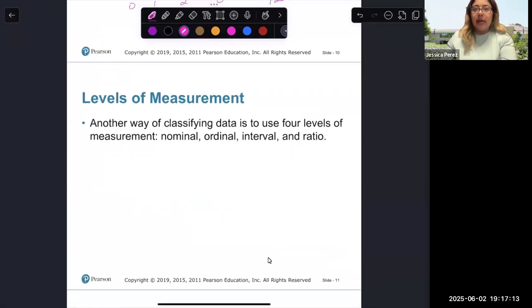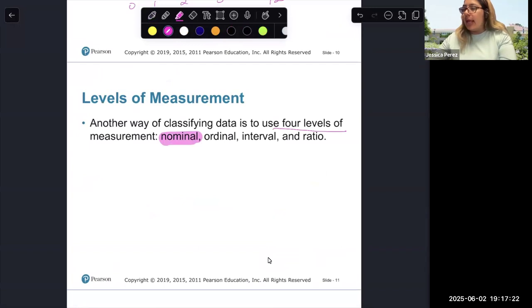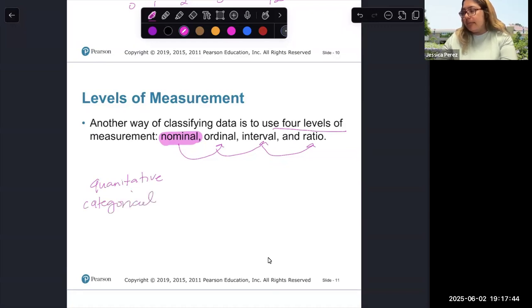Levels of measurement. Another way to classify data is by the 4 levels of measurement. We have the nominal level, which is the most basic level, and then it gradually moves up: nominal, then ordinal, then interval, and then ratio. So there are 4 levels of measurement for classifying data. Remember, we have the quantitative and we have the categorical data.